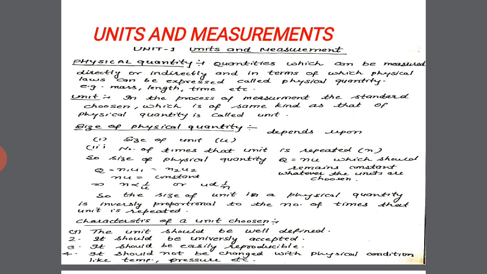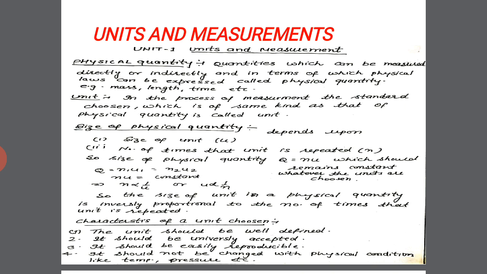Okay, physical quantities are those which can be measured directly or indirectly, and in terms of which physical laws can be expressed. For example, mass, length and time are some physical quantities. And unit, we will move to the next definition.